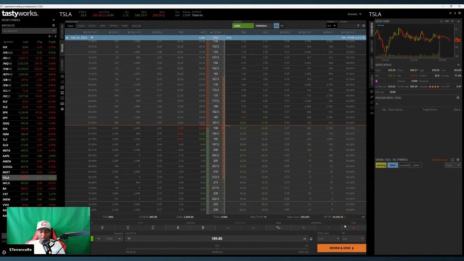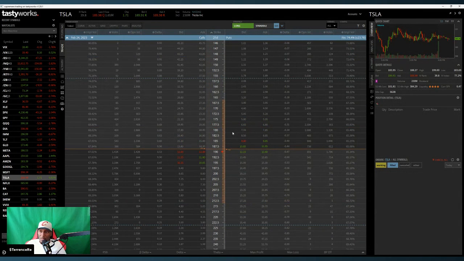A lot of other brokerages, some of them may margin you the whole thing. But TastyWorks is only margining you $94,000. Let's call it 95. So this is how you can use options to have a more efficient and more effective use of your buying power.